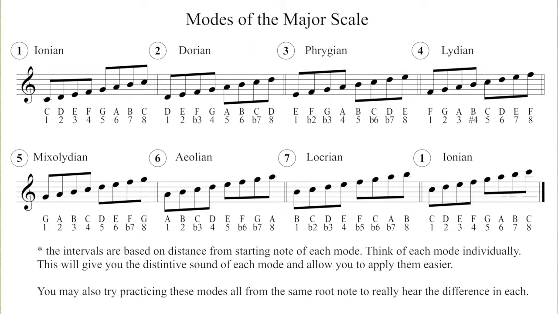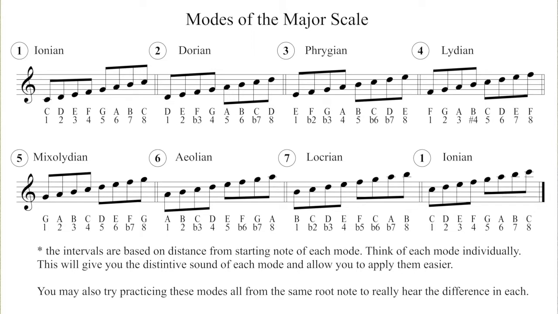The second mode would be taking those same 7 notes, however starting on D and then ending on D. So D, E, F, G, A, B, C, D. That will give you the Dorian sound, for example, or the second mode. Each mode is going to have its own sound and its own kind of color, so you would use them in different situations.